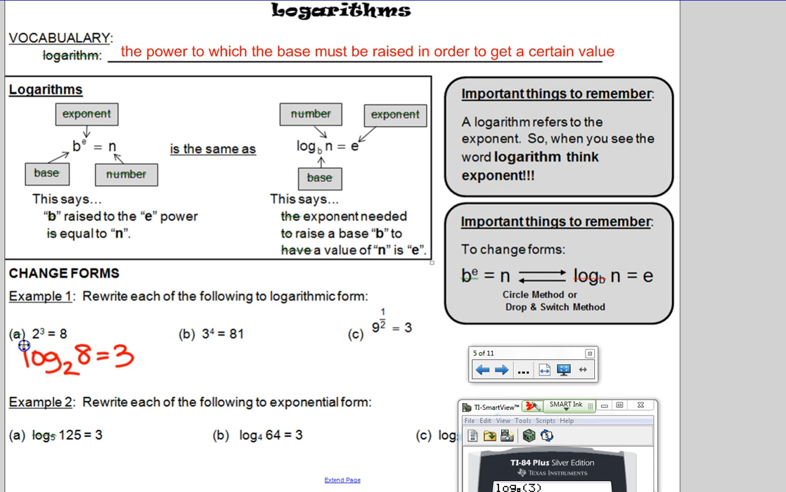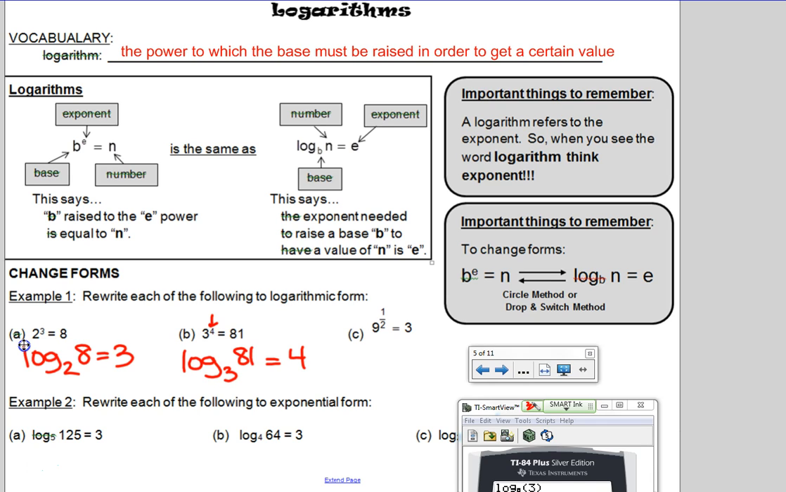Now for part b, if you see that's a 4, that's the power, you know that if you have log over here, the power has to be on the other side, because that means the exponent is 4, what I just wrote. The base number goes lower, so the base number is 3, and you want to get a value of 81. All right, so 3 to the 4th equals 81, and log base 3 of 81 equals 4, mean both the same thing.